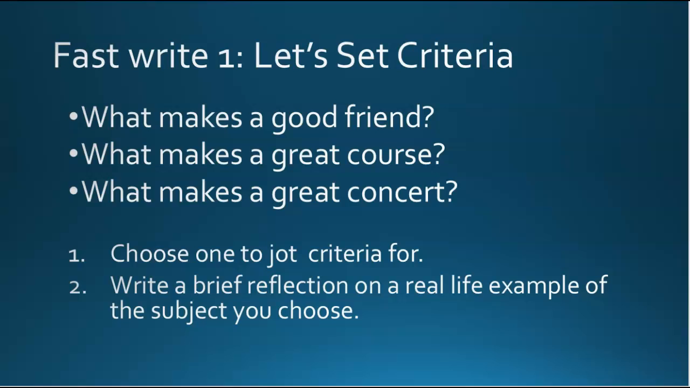I want you to just choose one of those prompts to jot some criteria for. Remember, criteria equals standards. Just choose one topic, one prompt. Good friend, great course, great concert. After you jot your criteria, you should have at least 3 criterion that you've written down, and they can just be one word. Don't have to be a full sentence necessarily. They can be fragments. This is for you. You can have as many as you want, but at least 3.